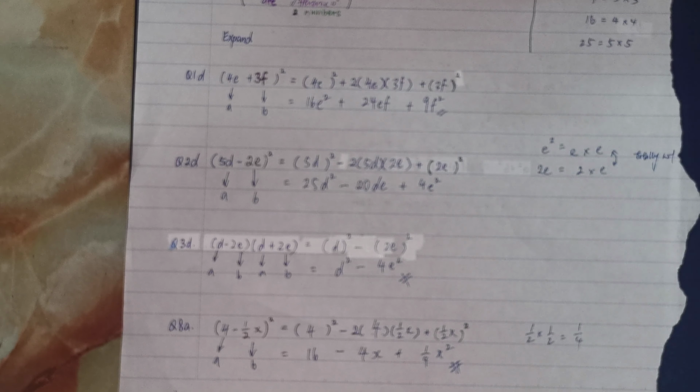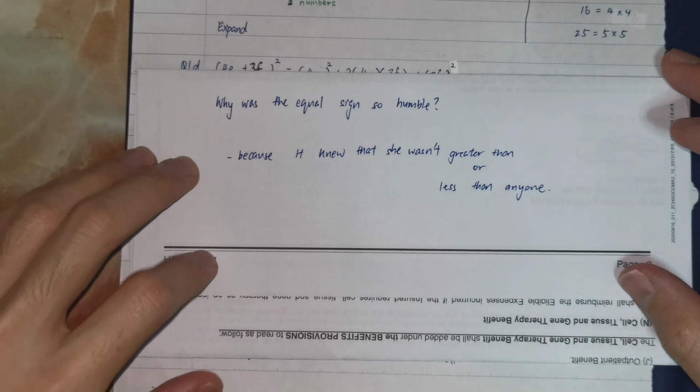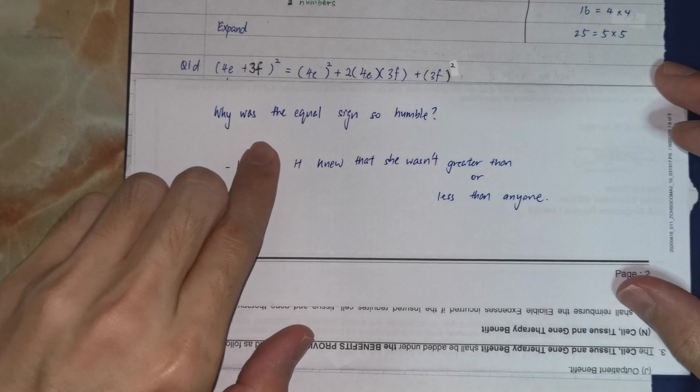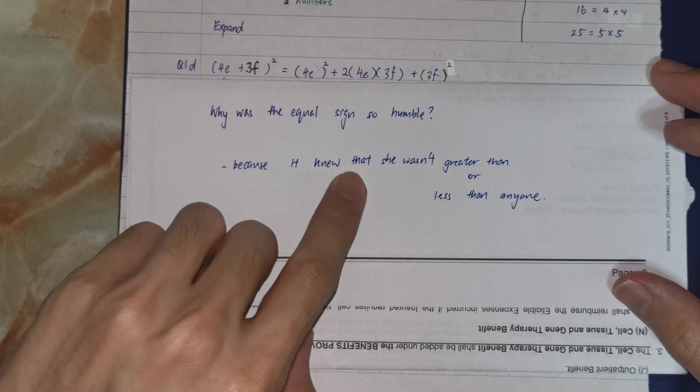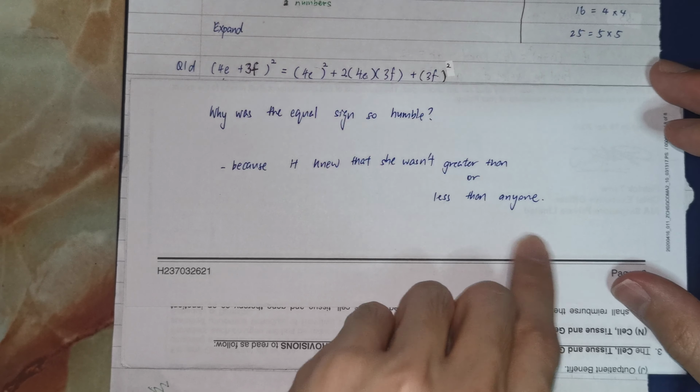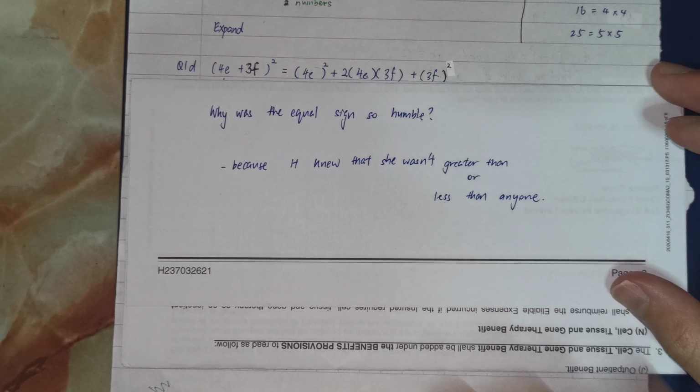So now let's go back to our pun for rewarding you for watching this video. So why was the equal sign so humble? Because it knew that it wasn't greater than or less than anyone. Get it? Okay, thank you.